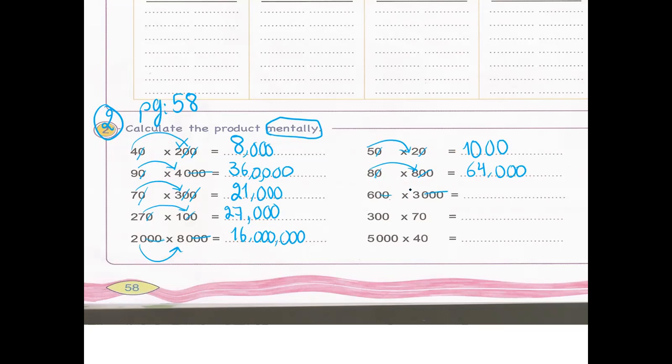Here, 6 times 3, the same. How much? It's 18. With how many zeros? 1, 2, 3, 4, 5. Here the same. 3 by 7, how much? 21. With how many zeros? 3 zeros. Here the same. 5 times 4, how much? 20. With how many zeros? 1, 2, 3, 4 zeros. And already we have zeros, so they will be 5.